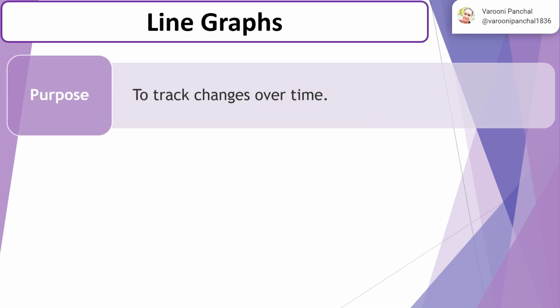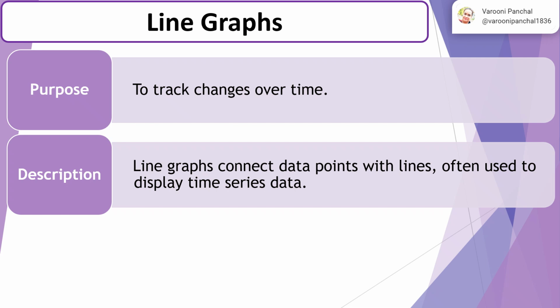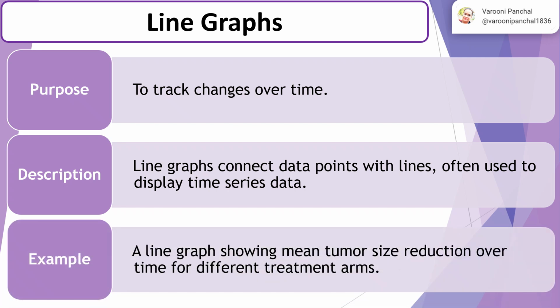Line graphs. Purpose: to track changes over time. Description: line graphs connect data points with lines, often used to display time series data. Example: a line graph showing mean tumor size reduction over time for different treatment arms.